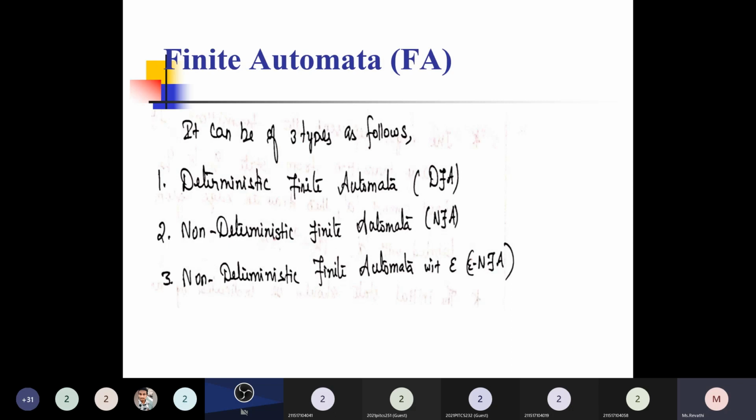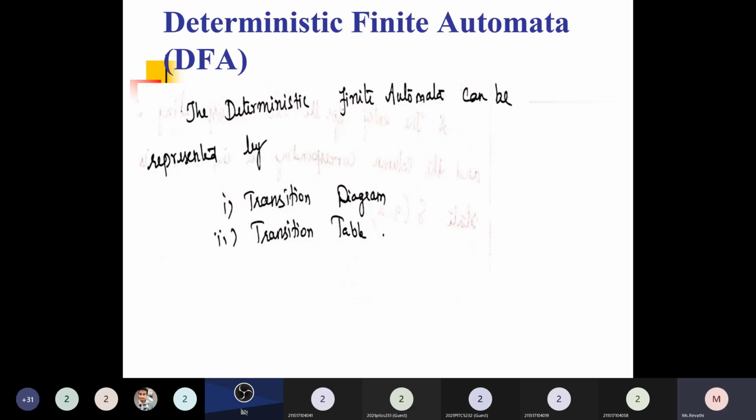Coming to the types of finite automata, we have deterministic finite automata or DFA, and non-deterministic finite automata or NFA. In NFA, we have one more variant, non-deterministic finite automata with epsilon transition. Basically, finite automata is divided into two: deterministic finite automata and non-deterministic finite automata. ENFA is nothing but a variant of non-deterministic finite automata. Coming to the deterministic finite automata.